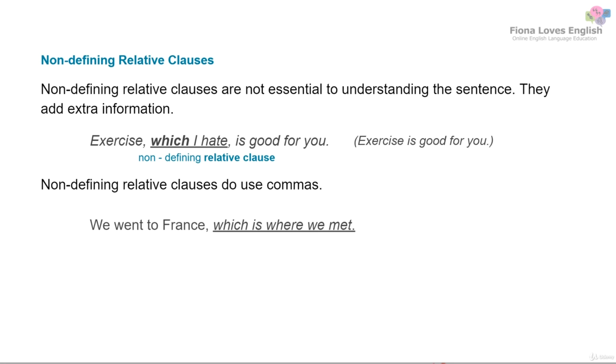We went to France, which is where we met. Now this is a non-defining relative clause because you could simply say we went to France and the noun France is understood. Which is where we met is extra information, and it comes after a comma.